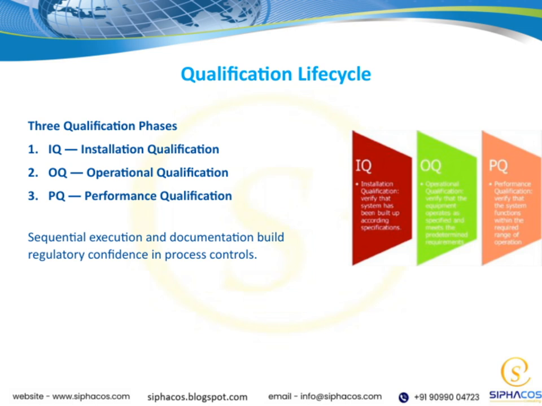What's really important here is that these phases are executed sequentially. Each step builds upon the previous one, creating a robust trail of documentation. This documentation is critical because it builds regulatory confidence in our process controls. Essentially, by following this structured approach, we ensure that our processes are not only compliant but also reliable and repeatable, which is vital for quality and regulatory approval. This lifecycle approach is fundamental to maintaining control and assurance throughout the product's lifecycle.